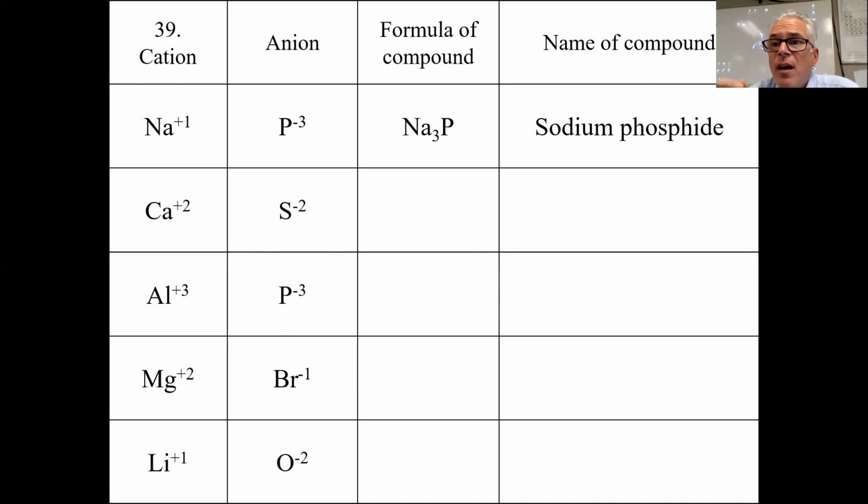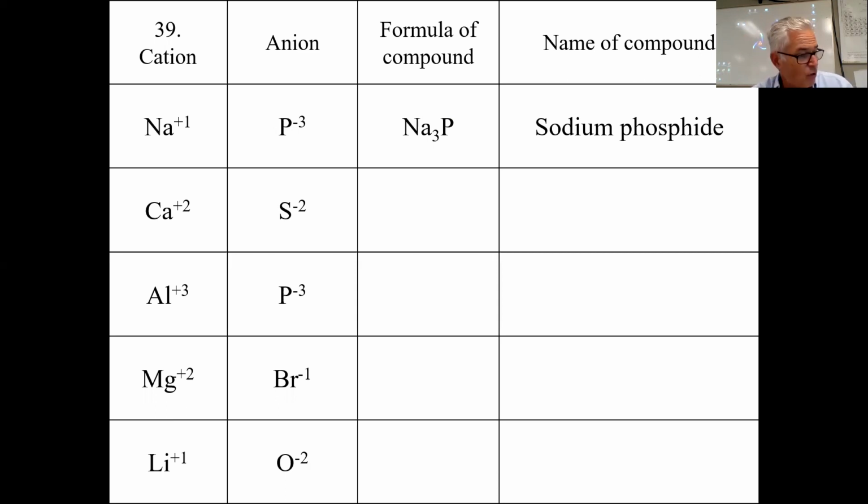In the next one, +3, -3. This is the same problem, but a bigger number. Aluminum must give away 3 electrons. Phosphorus must gain 3 electrons. That's a 1-to-1 ratio again. AlP, aluminum phosphide.